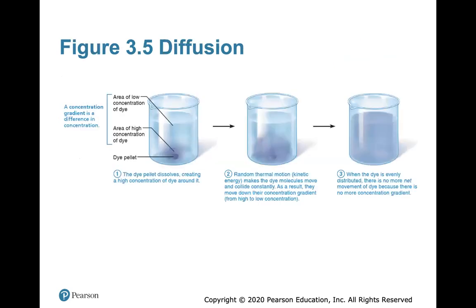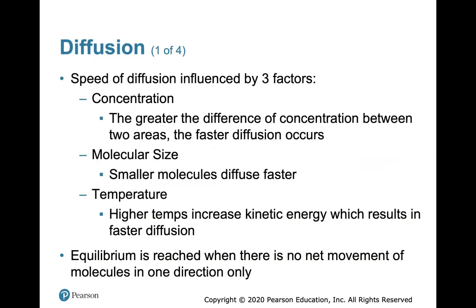So this is just a look at diffusion. The concentration gradient is the difference in concentration from an area of high concentration, for example, of this dye pellet, to low concentration of the dye. And as time moves on, the random thermal motion, the kinetic energy, makes the dye molecules move and collide constantly. And as a result, they move down their concentration gradient from an area of high to low concentration, until eventually the dye is evenly distributed, where there's no more net movement of the dye because there's no more concentration gradient.